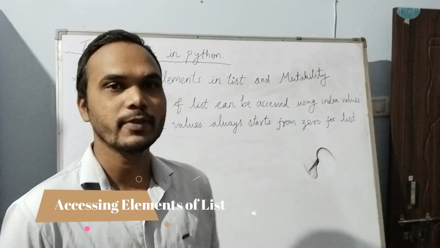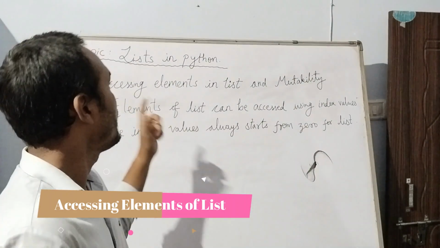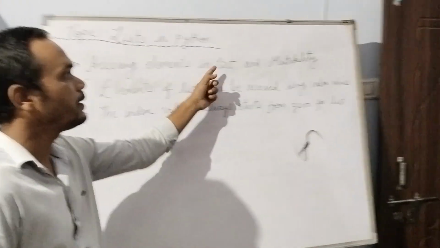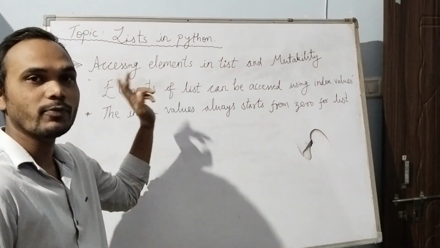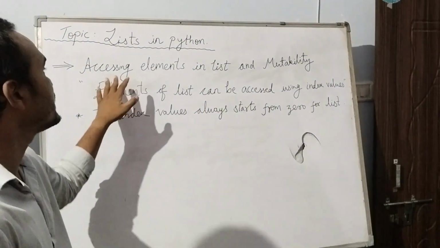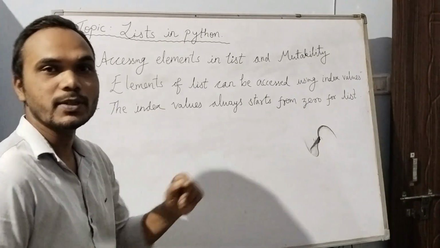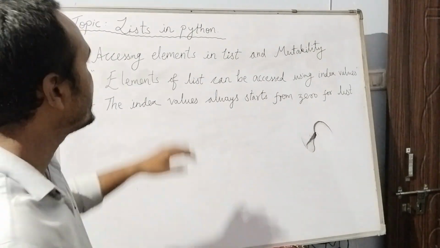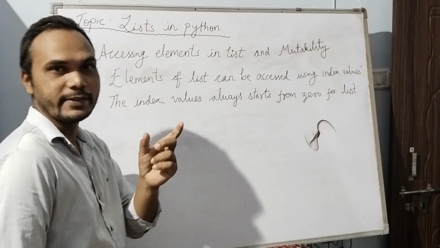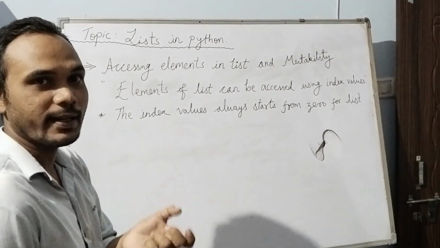In this video tutorial, we are going to learn about accessing elements in list. The first topic that we are going to learn is accessing elements in list, and the second one is the mutability of a list. Let's try to understand what these two terms actually are first. After that, we will go in depth.